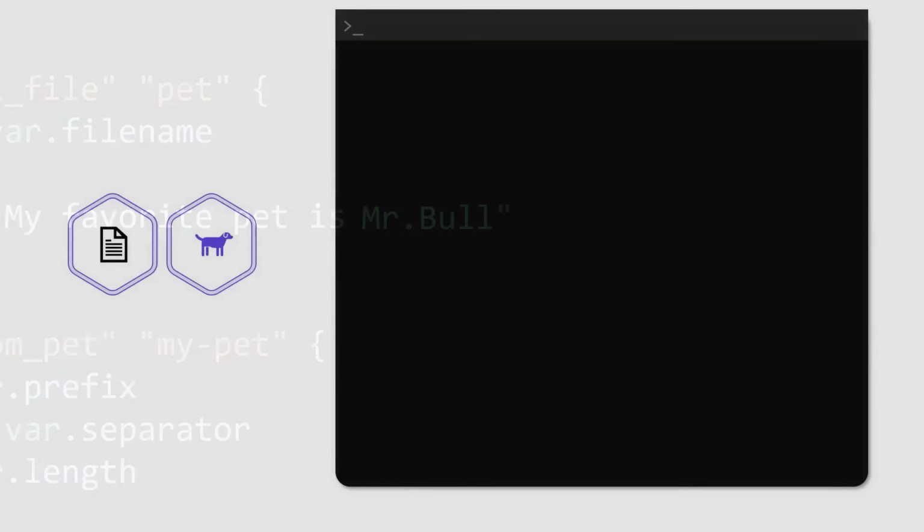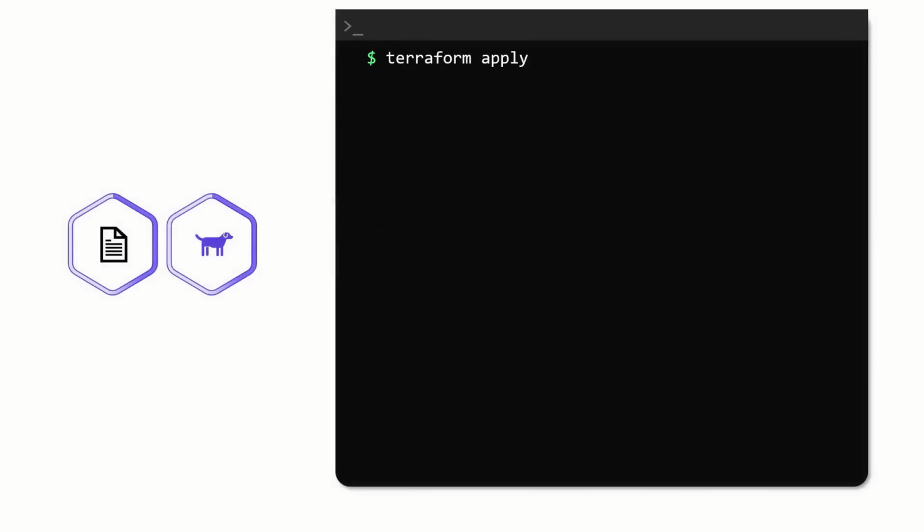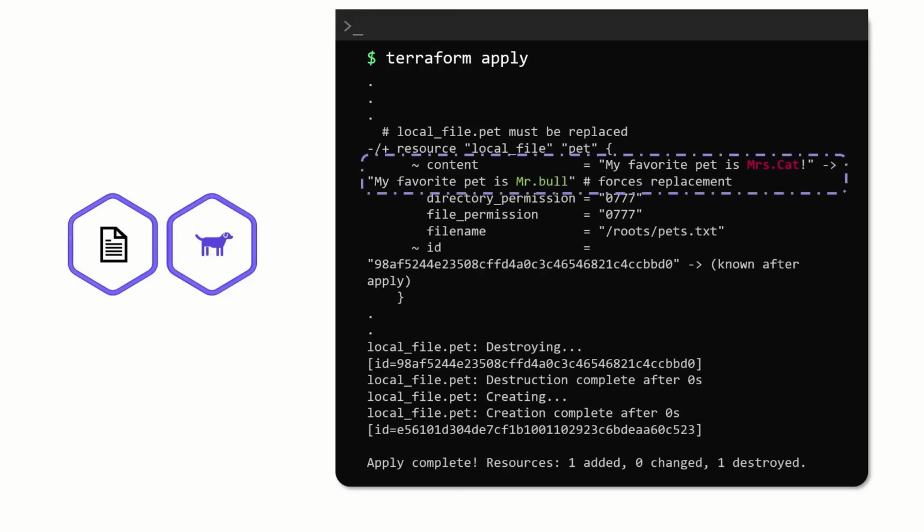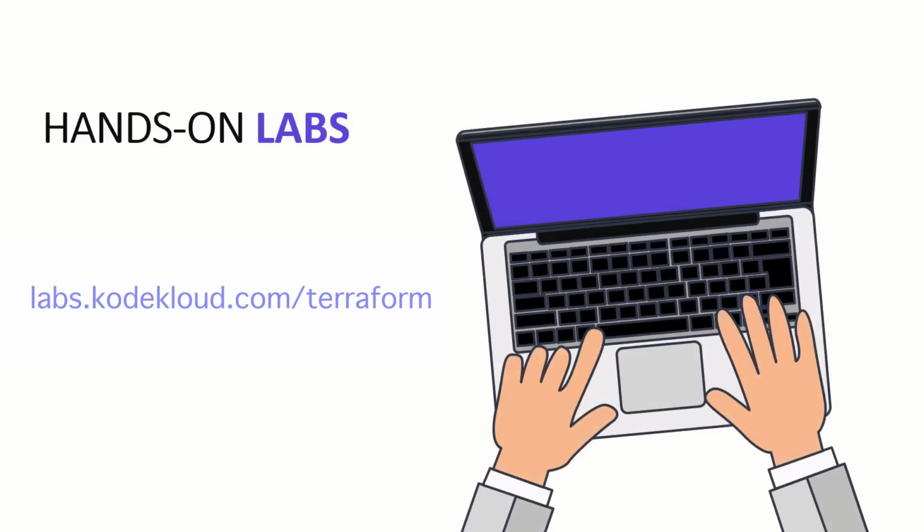Now, let us apply the changes made and allow Terraform to recreate the local file. In the output, you can see that the content is being replaced with our desired value and it contains the name of the pet that was generated by the random_pet resource. That's it for this lecture. Now, let's head over to the hands-on labs and explore working with reference expressions and resource attributes in Terraform.